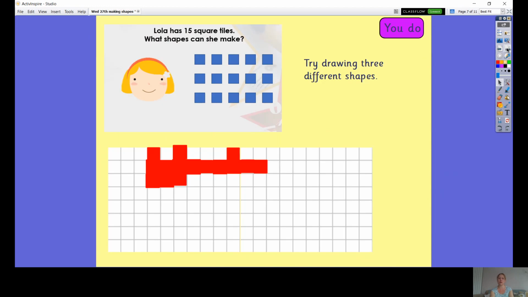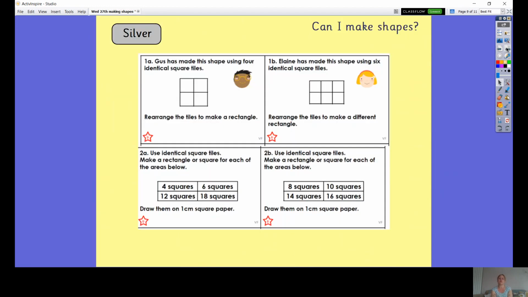Excuse me, sorry. So your activity for today, if you're going to try silver, is this one. Gus has made this shape using 4 identical square tiles. Rearrange the tiles to make a rectangle. Okay, so how can you make that into a rectangle? Elaine has made this shape using 6 identical square tiles. Rearrange the tiles to make a different rectangle. Okay, so see if you can make a different rectangle.